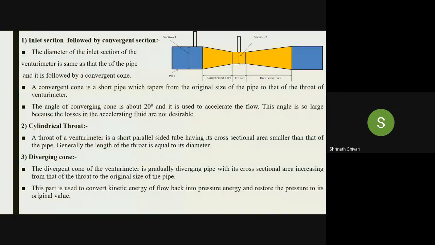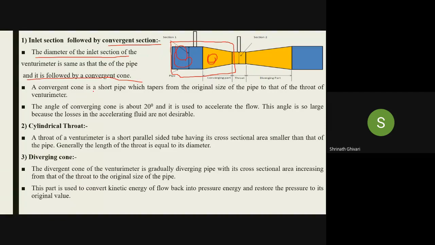Here the inlet section is followed by a convergent section. This is the first part, the inlet section, followed by a converging part. The diameter of the inlet section of the venturimeter is the same as that of the pipe, and it is followed by a convergent cone. So whatever inlet section of the venturimeter is there, it will be the same as that of the pipe to which we have to connect it.